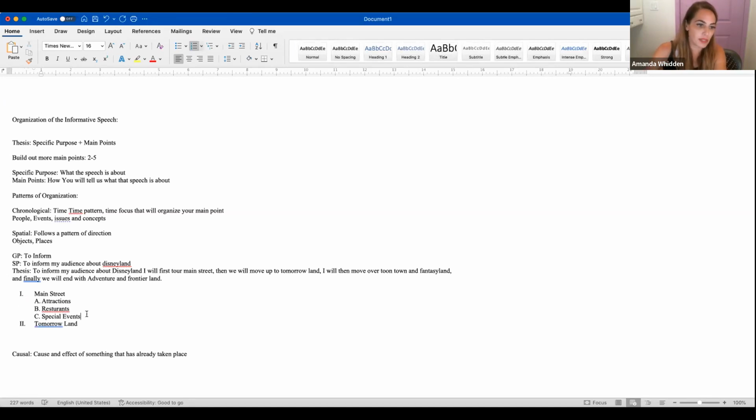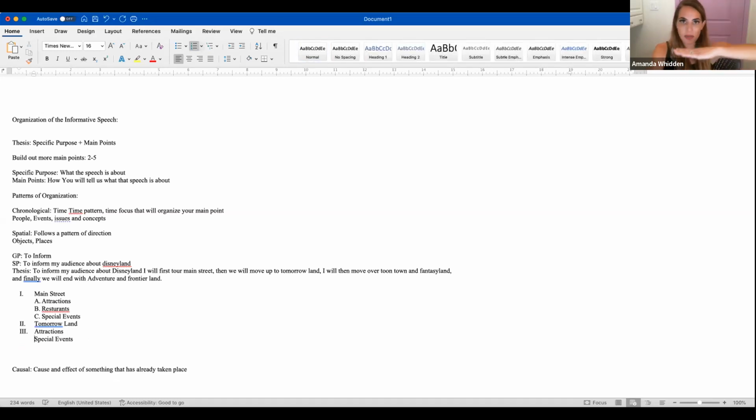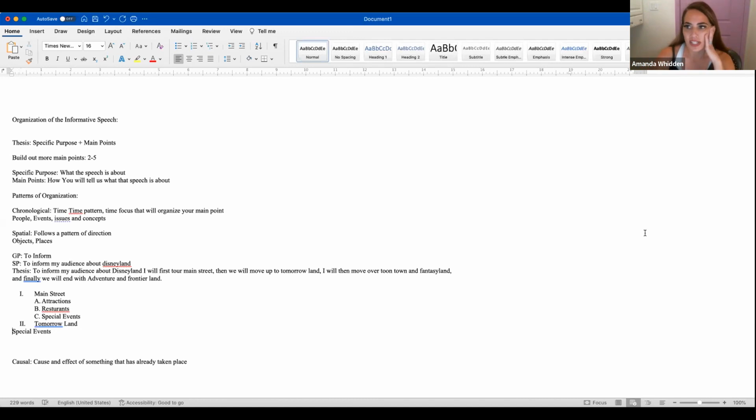The best part is that once you do that, you know the same thing is going to happen in your next one. For Tomorrowland, I'm going to tell you about the attractions, the restaurants, and the special events. So each of your main points will have the same subpoint organization, the same patterns of organization. Does that make sense to y'all?